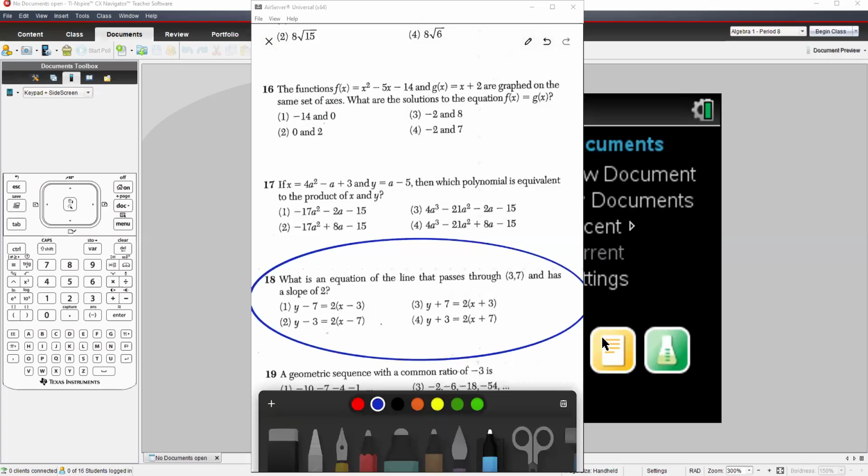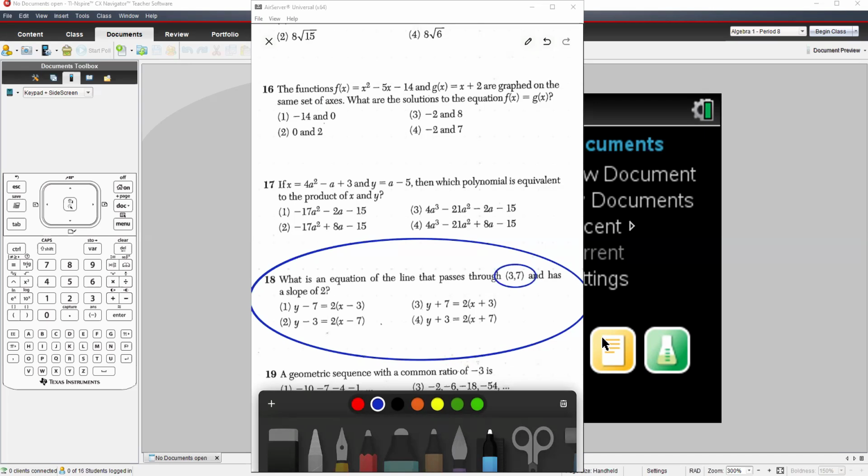Hey guys, Mr. H. I'm going to do question number 18 from the August 2024 Algebra 1 Regents exam. Basically, they're giving us equations of a line. All of those answer choices are equations of a line, but they want to know which one of those equations has a slope of 2 and also passes through the point (3, 7).